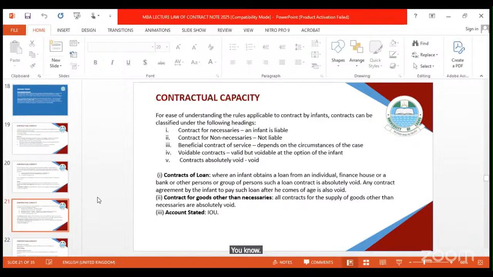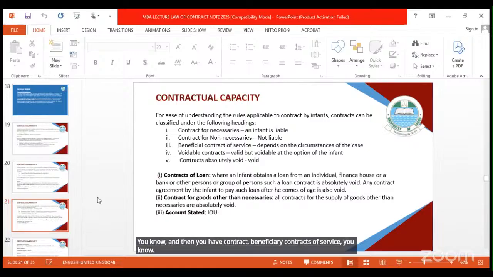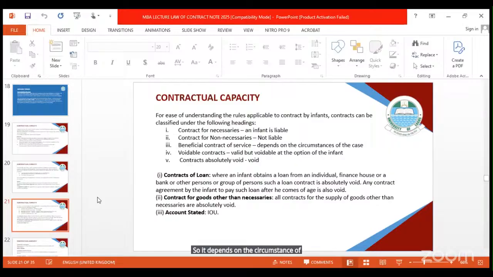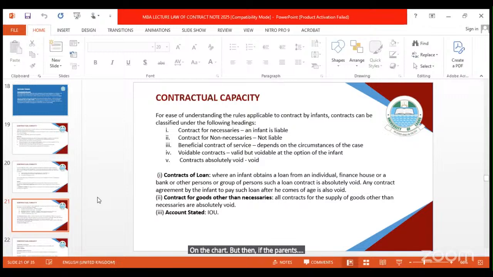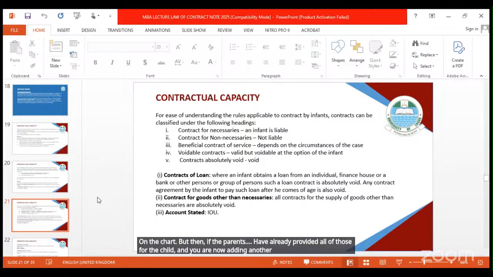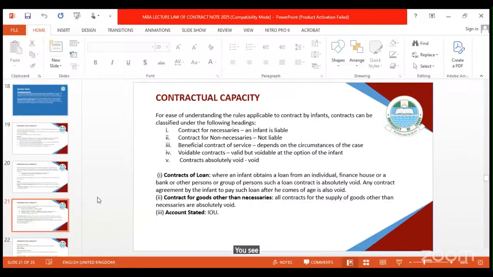And then you have beneficial contracts of service. It depends on the circumstances of the case. So if it is like tutorials, for instance, or apprenticeship, all these kinds of things, to enhance the knowledge and skill of their child, they are binding on the child. But if the parents have already provided all of those for the child, and you are now adding another one, it is still binding on the child because such services are already provided for the child.